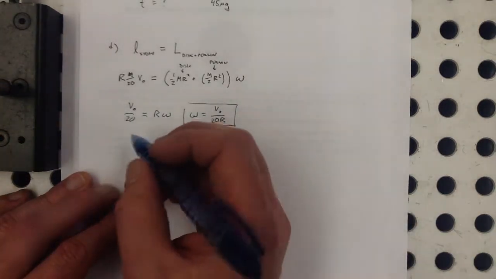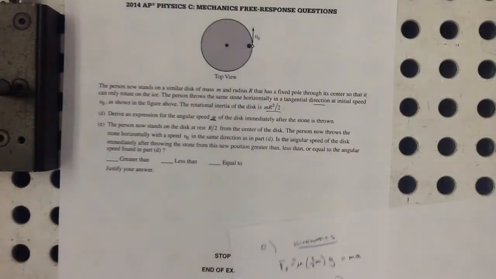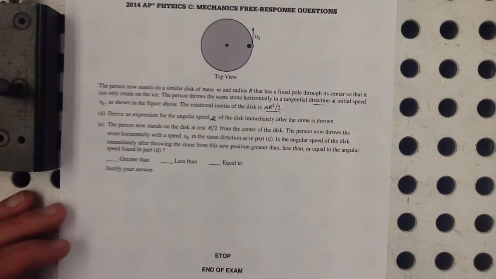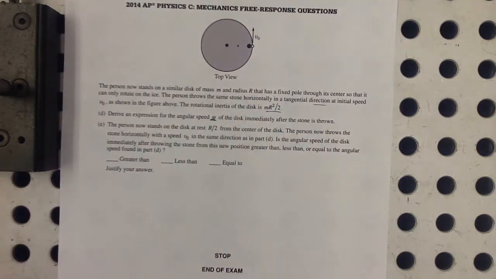All right. Oh, do I have another page? Nope, that's it for that. And part E, the person now stands on the disk at rest, r over 2, so that would be like here, from the center of the disk. And the person now throws the stone horizontally with the same speed in the same direction. Is the angular speed of the disk immediately after throwing the stone from this new position greater than, less than, or equal to the angular speed found in part D?